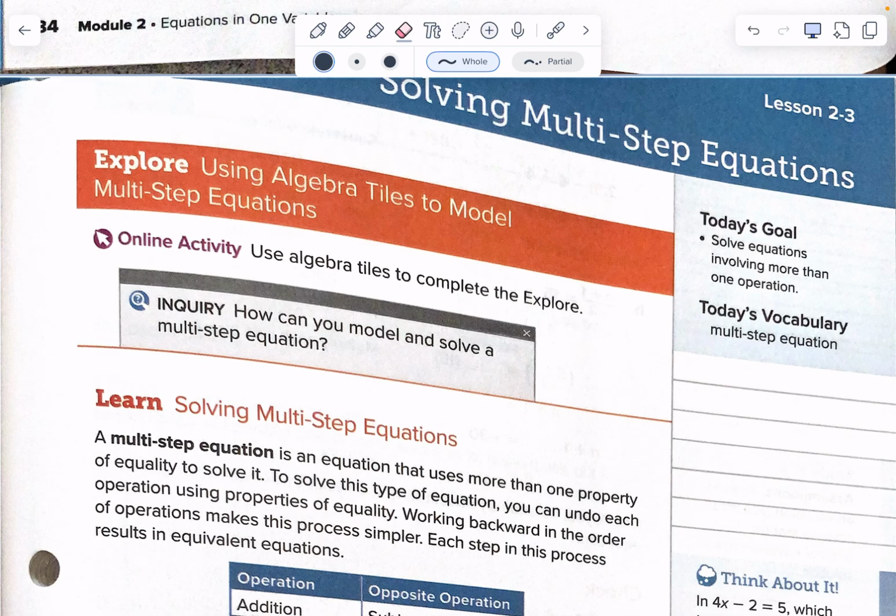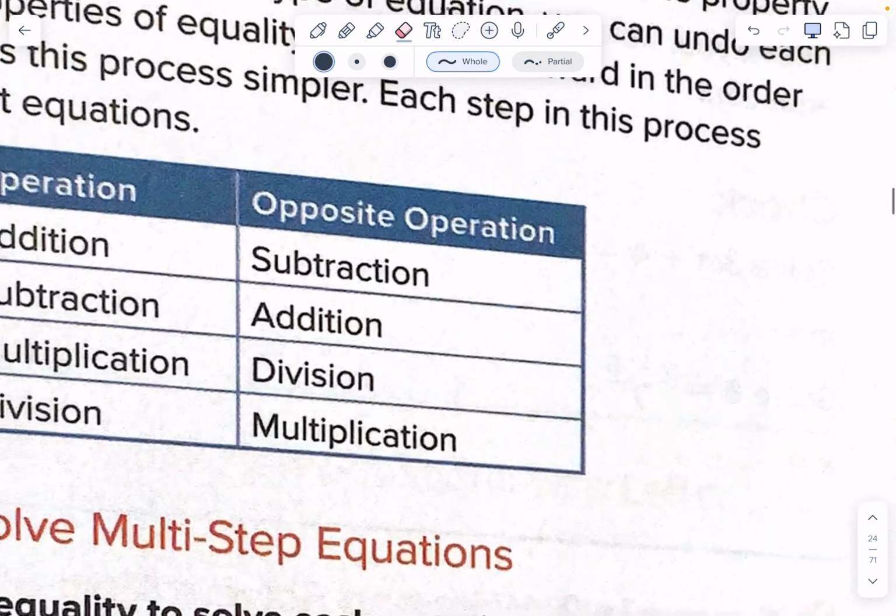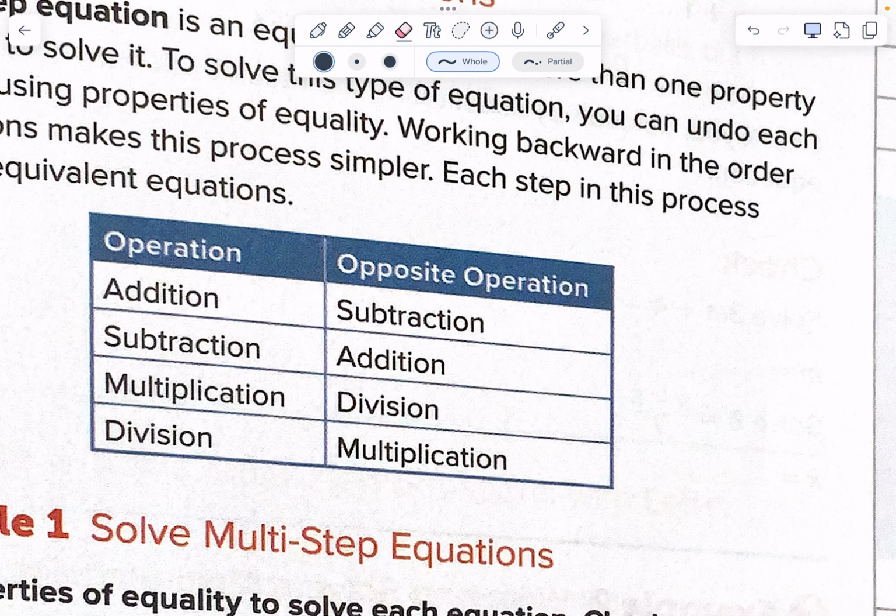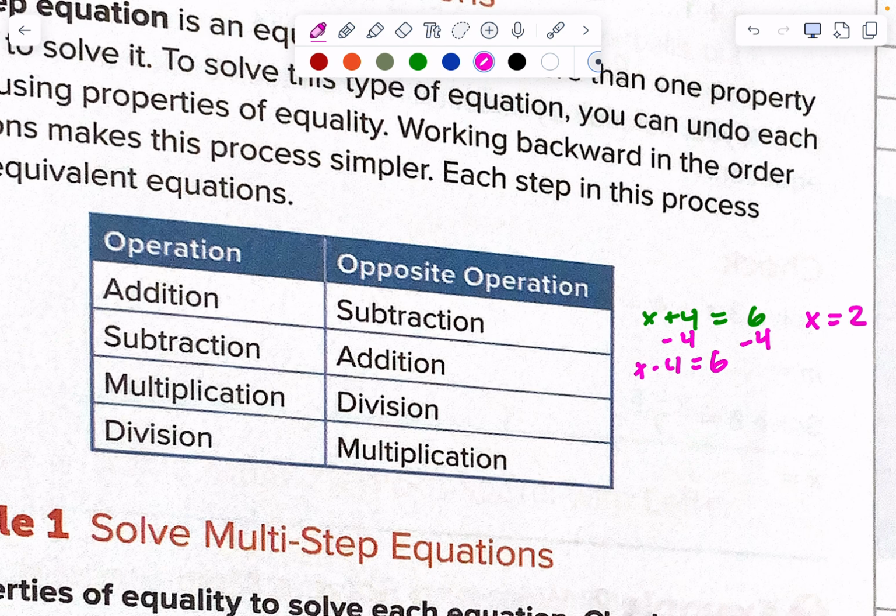All right, here's the deal. We already know this, right? If you are adding, you have to subtract, the opposite operation. So like x plus 4 equals 6. If I'm trying to solve that, I have to do the opposite of add, which is subtract 4, right? And I get x equals 2. If it's subtraction, like x minus 4 equals 6, I have to do the opposite of that, which is add 4, right? And I get x equals 10.